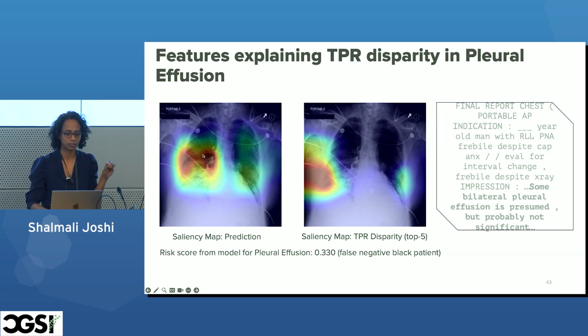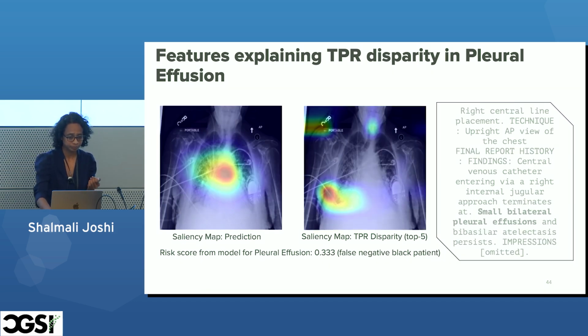And this is a pleural effusion, supposed to be bilateral according to the clinical note, but the model is looking a little more on the right side of the lungs. But if you look at what explains the true positive rate disparity, it really looks like a spurious correlation. It's outside of the lung area in and of itself. What you're seeing is definitely a false negative black patient. So the model is picking up on something spurious in order to say that this person does not have pleural effusion.